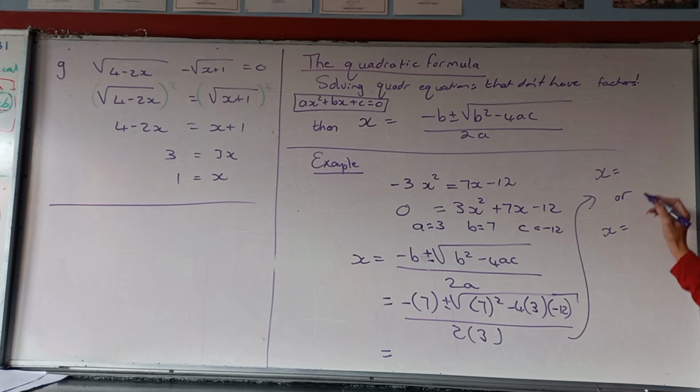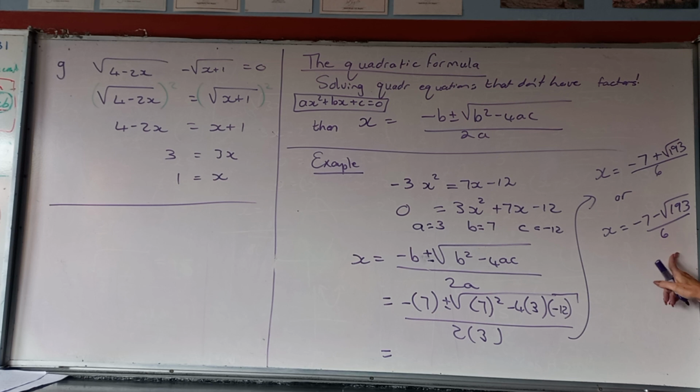Negative 7 plus square root 193, all over 6. So then I'm almost certain the other answer was? It's just the way that it works.